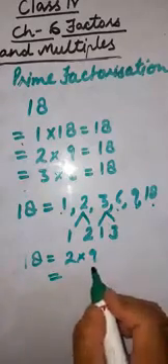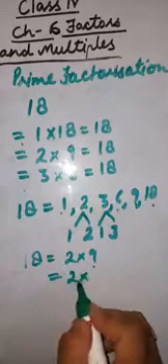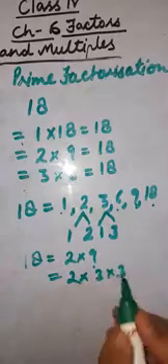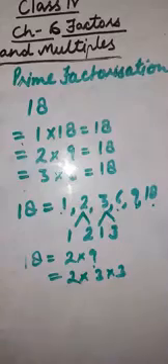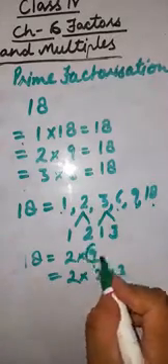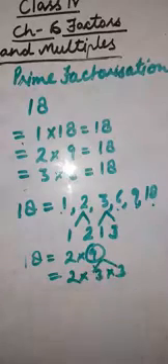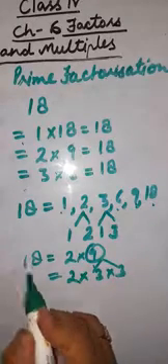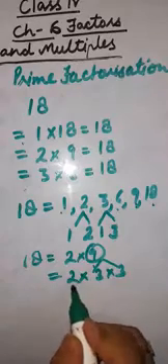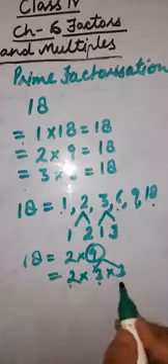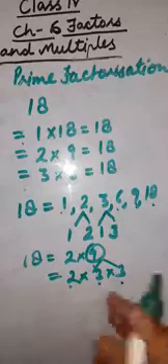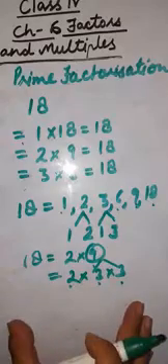Right? Now we will break it: 2 multiply 3 multiply 3. Okay? So we have broken 9 also into 2 parts, 3 and 3. Now the prime factors of 18 are 2, 3 and 3. All these numbers are prime numbers.